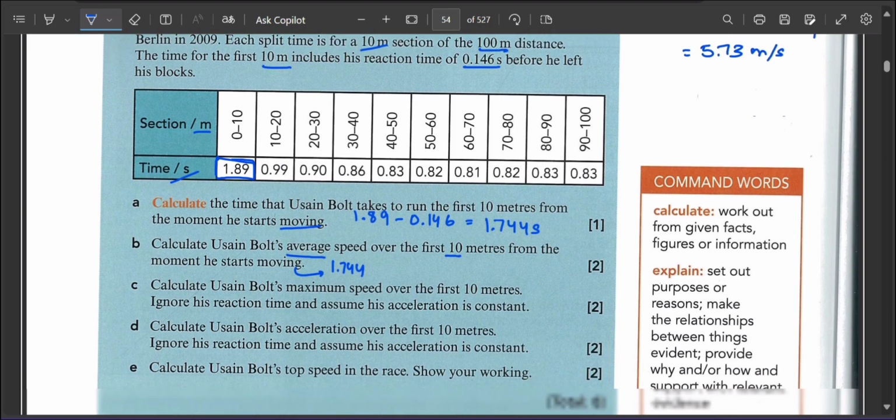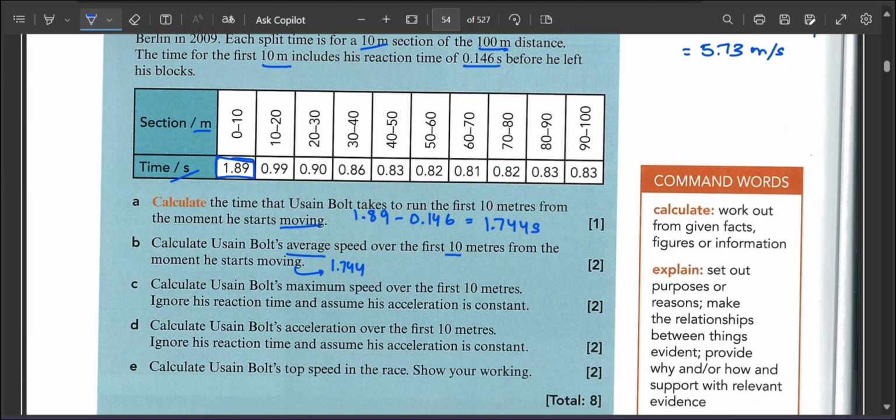For part C, calculate Usain Bolt's maximum speed over the first 10 meters, ignore his reaction time and assume his acceleration is constant. So we need to find its maximum speed. Maximum speed, you find when you are comparing two things. So what we can do is double the distance, right? So V is equal to 2 into, like we are multiplying it twice, so that we get the maximum speed.